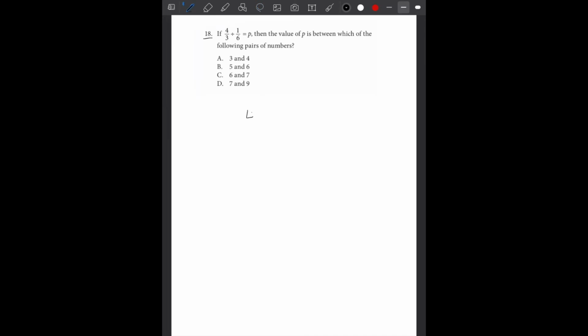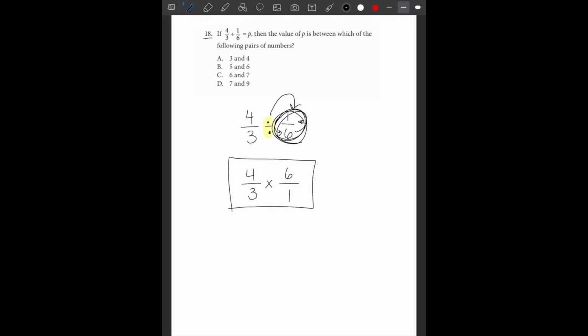The short, simple way to do this problem is the following. You have 4 over 3 divided by 1 over 6. This division sign is going to turn into a multiplication sign when we flip 6 over 1 and 1 over 6, like so. 4 over 3 times 6 over 1. So this division sign, when you see it, to divide fractions, you're just going to flip this guy right here into this. Make sense?